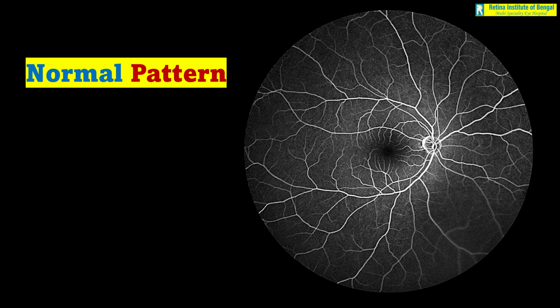So if there is a normal flow, the retina would look like something like this, with each retinal blood vessel clearly seen, and there is some background hyperfluorescence due to choroidal flush, but you can see the rest of the eye. This is how the fundus fluorescein angiography of a normal eye appears. So this is the normal pattern. There are now two abnormal patterns which can appear.